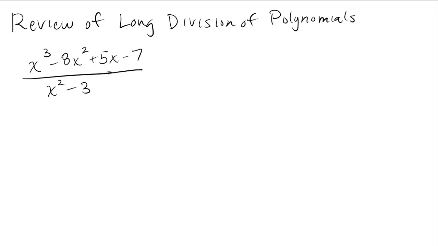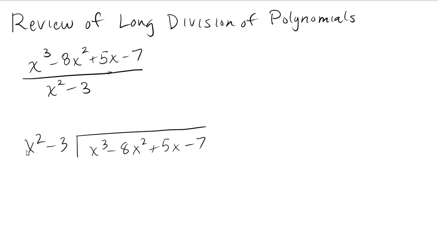This second example says x cubed minus 8x squared plus 5x minus 7 divided by x squared minus 3. I'm going to start by writing the divisor on the outside and the dividend underneath the division bar. And now I divide the leading term of the divisor into the leading term of the dividend. So that's x cubed divided by x squared, which is just x.